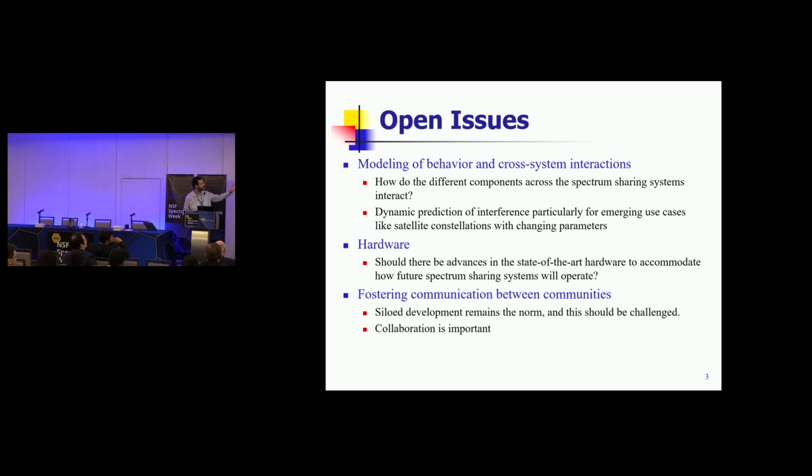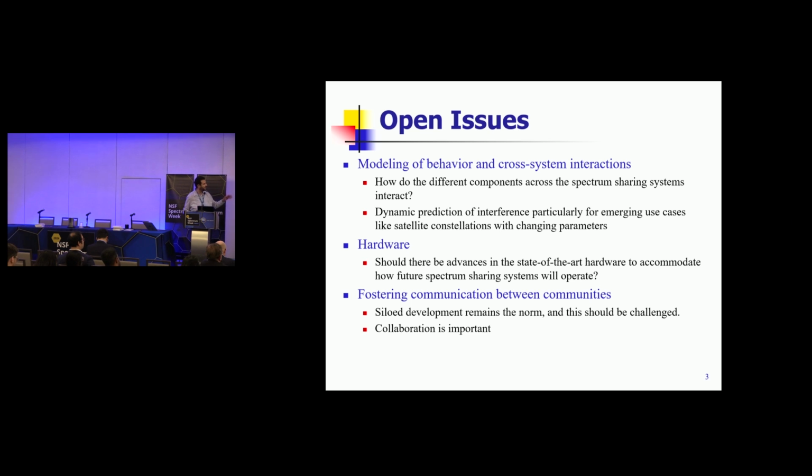Of course, a common theme that comes in there is dynamic prediction of interference. Especially, it seems like there are some emerging use cases, for example, satellite constellations that are dynamic, where there are parameters that are changing, and how would you predict interference in that case?